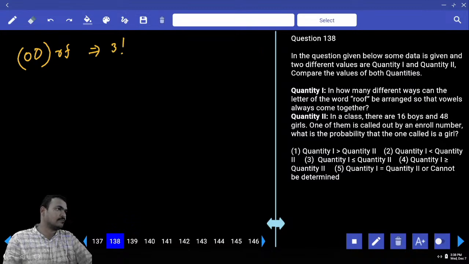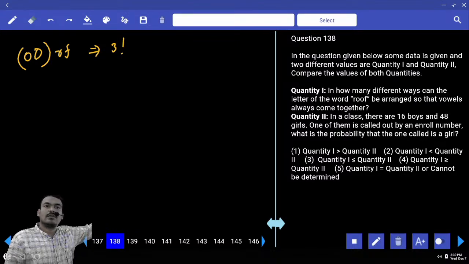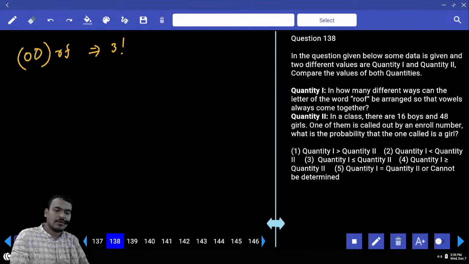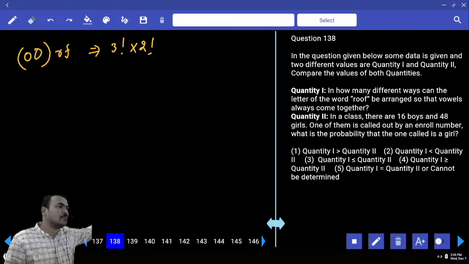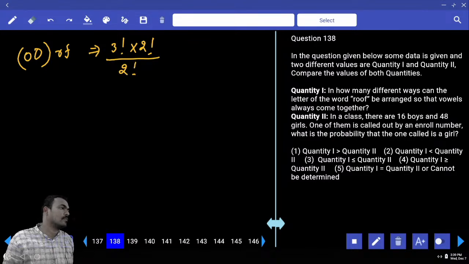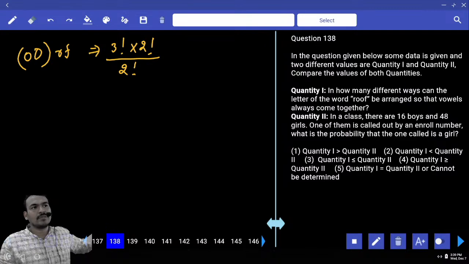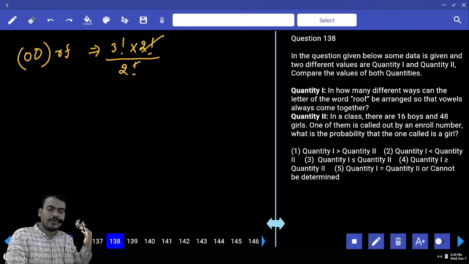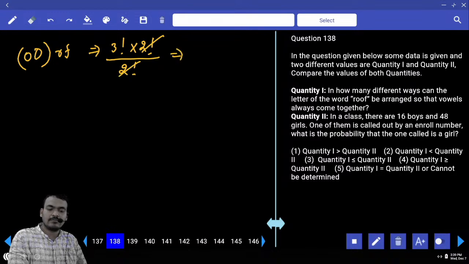3 factorial ways. And one more, vowels are with themselves, how many ways do we write? 2 factorial ways. So 3 factorial into 2 factorial. Any repetition of the letters? O is repeated 2 times. Then we write 3 factorial into 2 factorial by 2 factorial. Yes or no? Repetition of the letters. 2 factorial cancels. What is the 3 factorial value? 6.